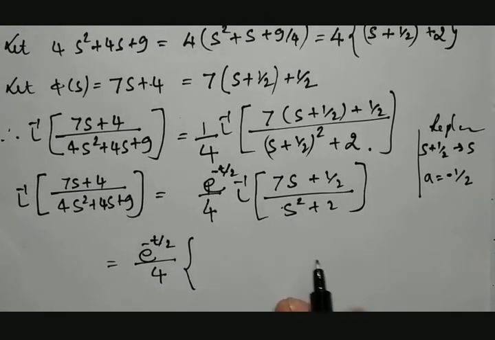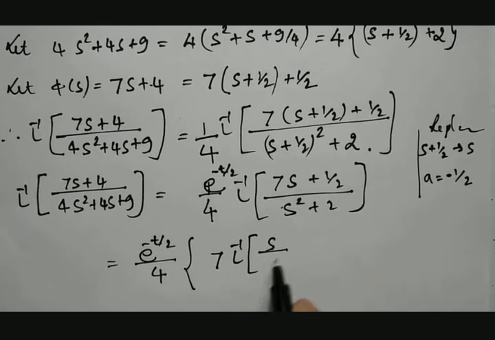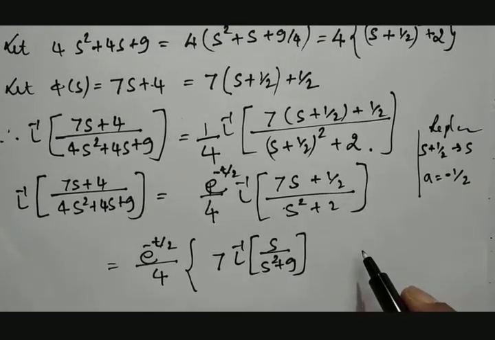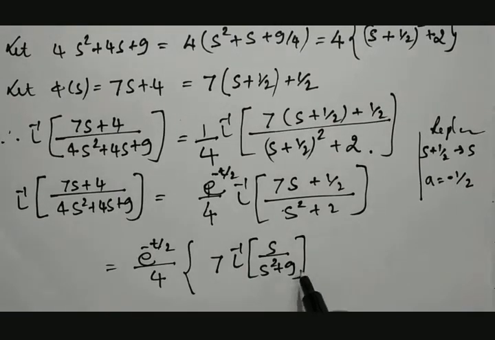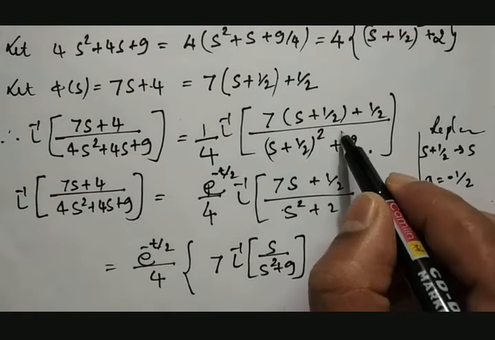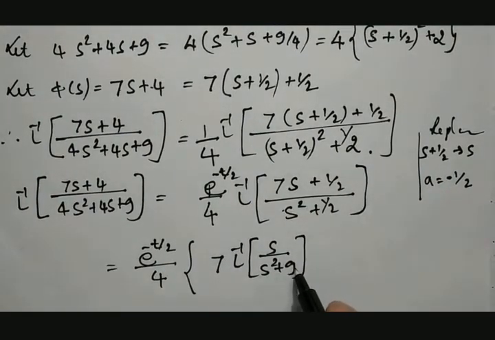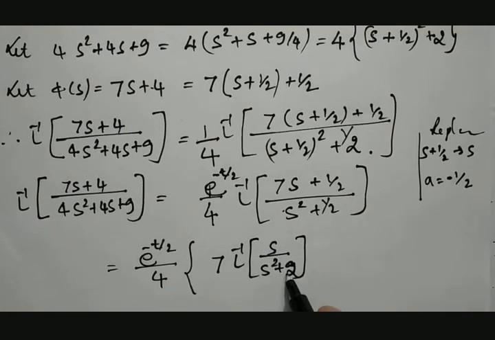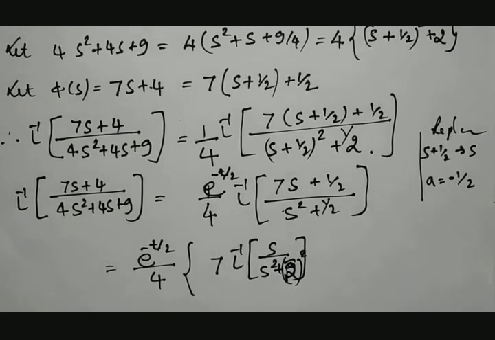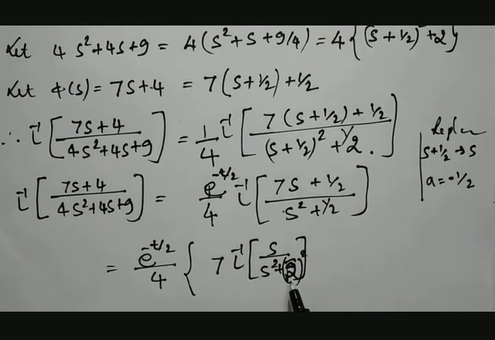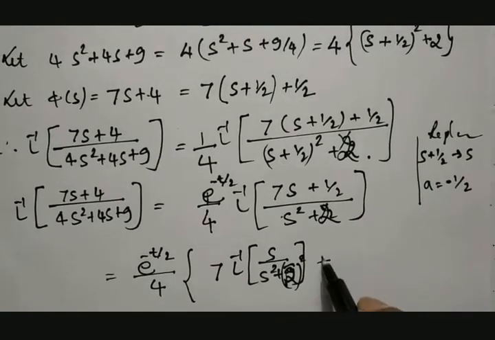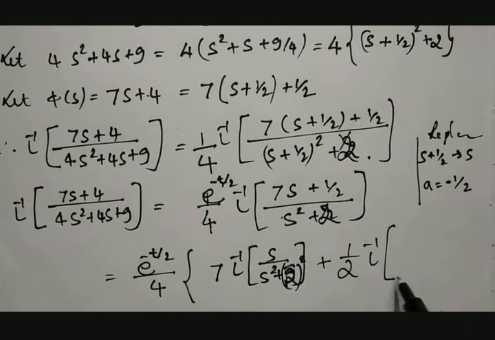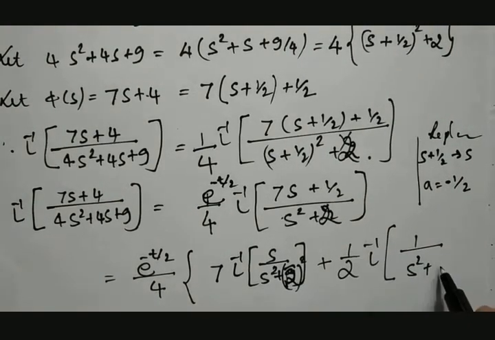Which will be equal to e^(−t/2) divided by 4 into, taking first term by denominator and second term by denominator, 7 into Laplace inverse of s divided by s² + 2. Sorry, it is not 9, it is 2. Now, how do you write 2? 2 can be written as square root of 2 the whole squared. So it is s² + (√2)², plus 1/2 common, then Laplace inverse of 1 divided by s² + (√2)².